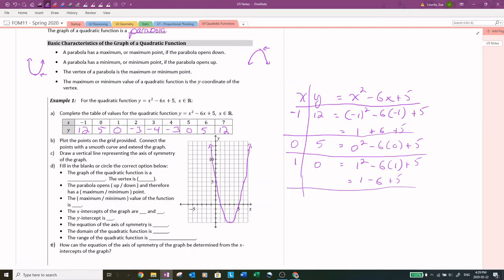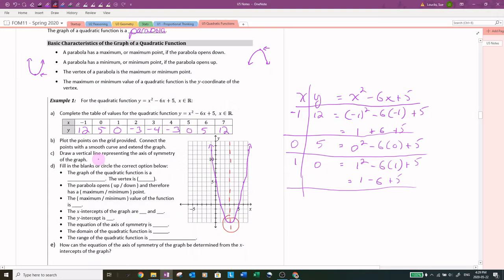All right. Draw a vertical line representing the axis of symmetry of the graph. So the axis of symmetry is the line where you could fold it in half and it would be the same on both sides. And that would be this very poorly done dotted line. I'm sorry about that. But I want you to notice the thing that's really important about this axis of symmetry is that it always goes through the vertex. Because the vertex is the bottom part. That's where it has to bend. That just makes sense.